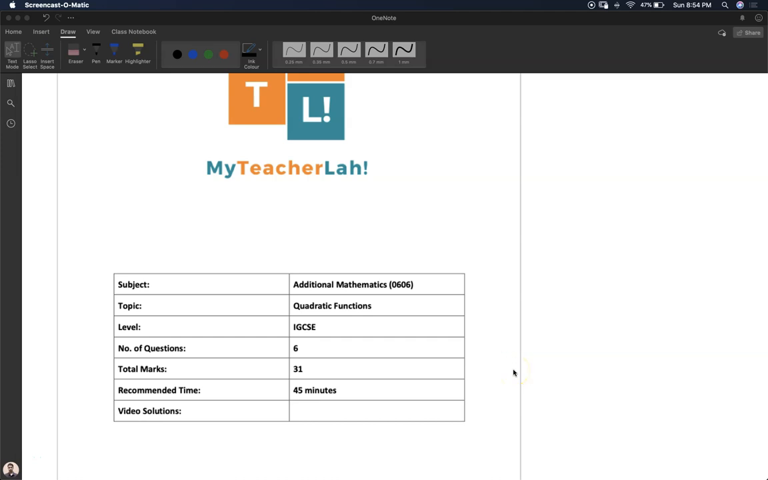Today we are going to look at a new topic on quadratic functions. We will be looking at 6 different topical exam questions that will give you about 31 marks. The recommended time is about 40 minutes, but I made a tiny error here. The original file that you will download from my link in the description will reflect the right value.